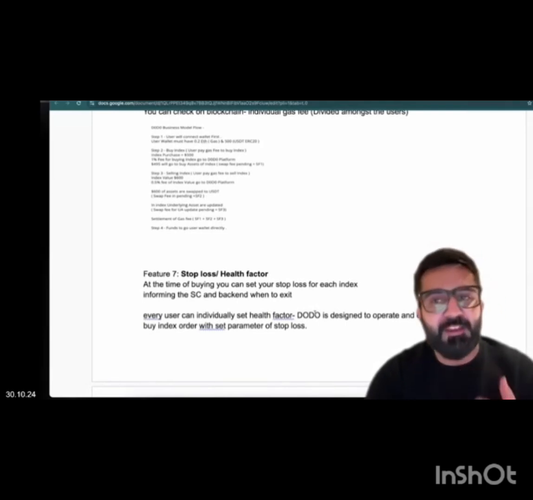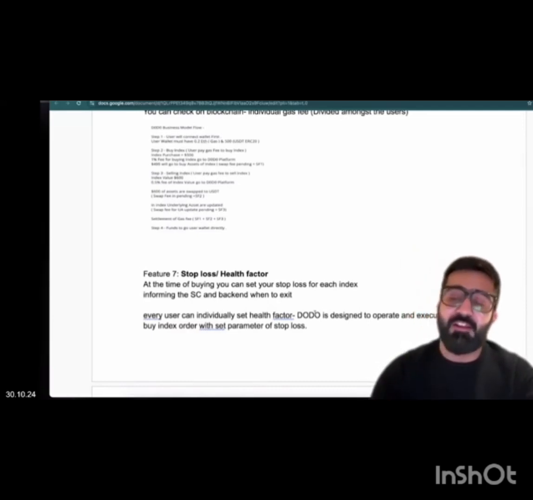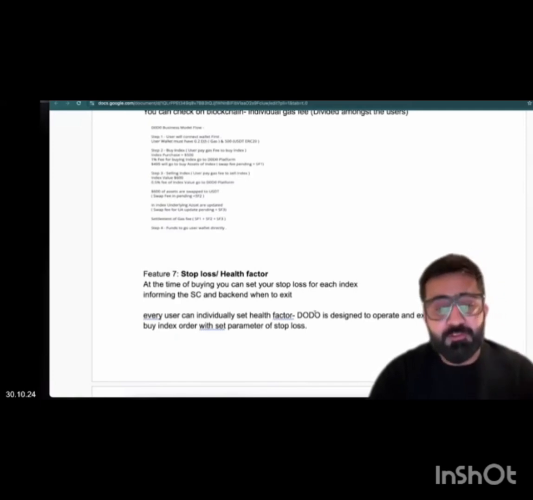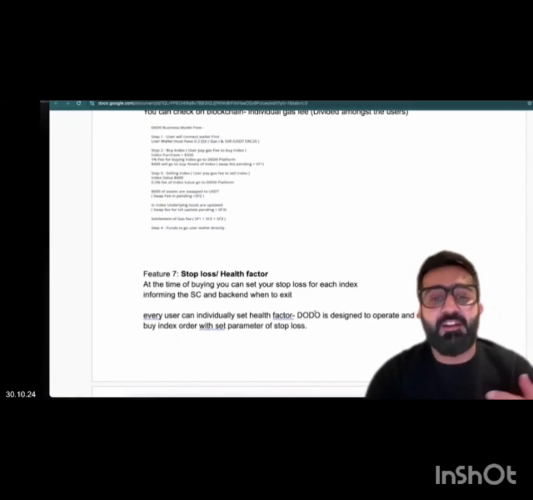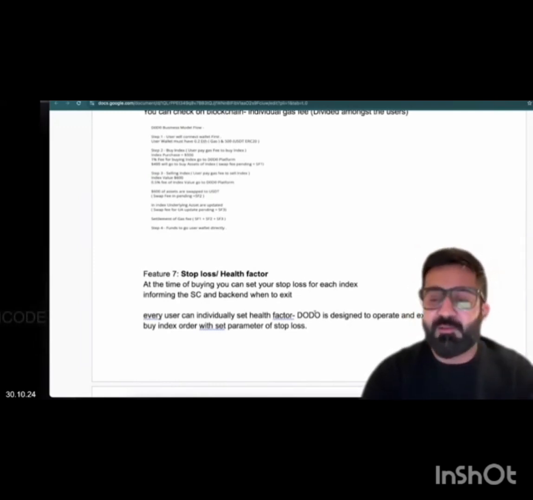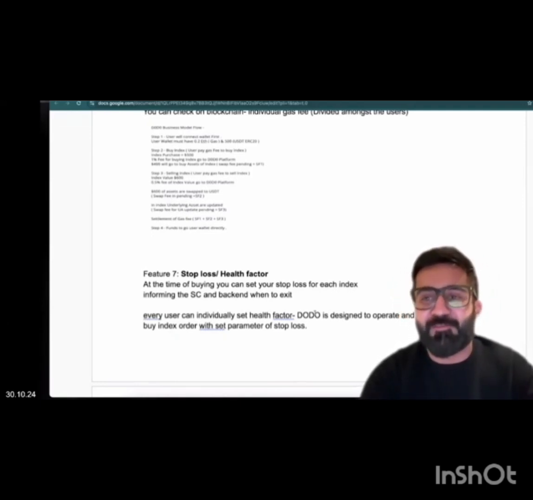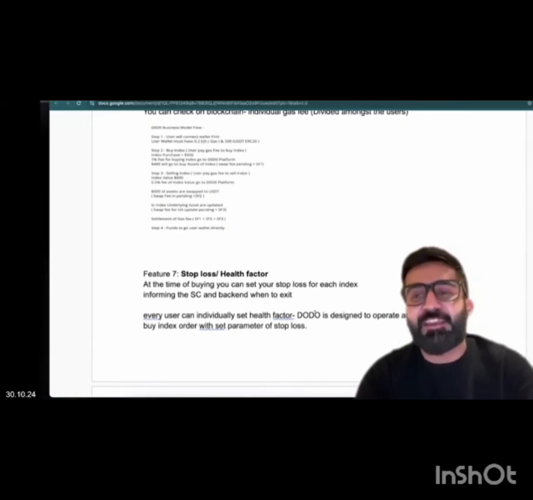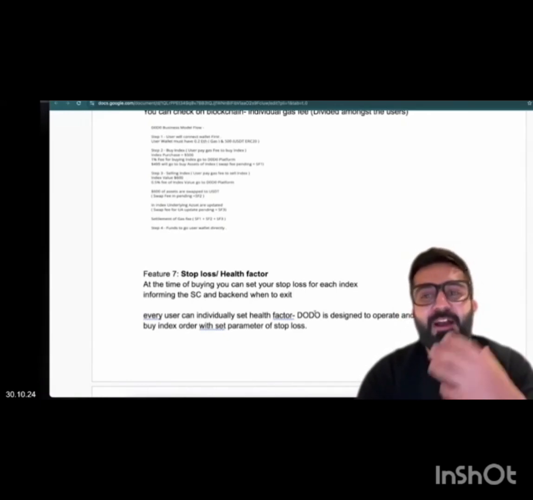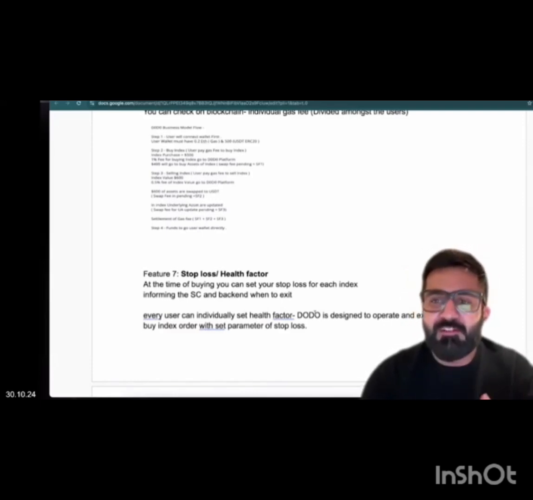Okay, seventh best feature. This is stop loss or health factor in trading. See, this is a proper trading platform, so you have stop loss also. You can set your own indicator of stop loss while buying any index. Let's say you are buying Do or Die. We are creating some index which is like Do or Die, very aggressive. It's just like gambling, right? So when you buy Do or Die, you set your stop loss at 50% and you are all set.